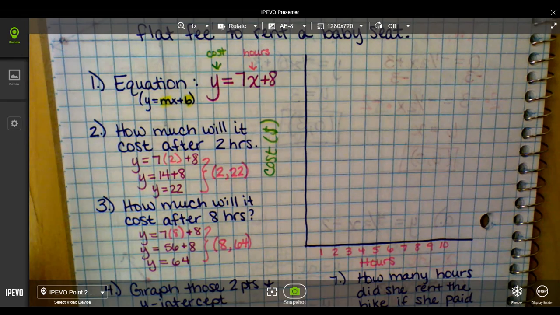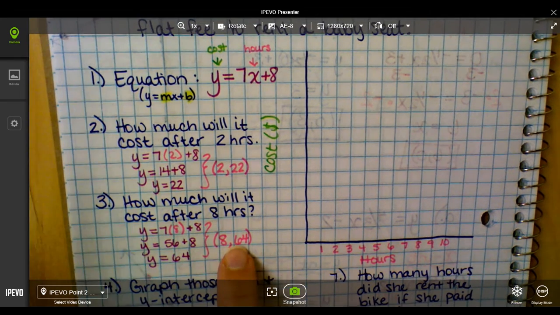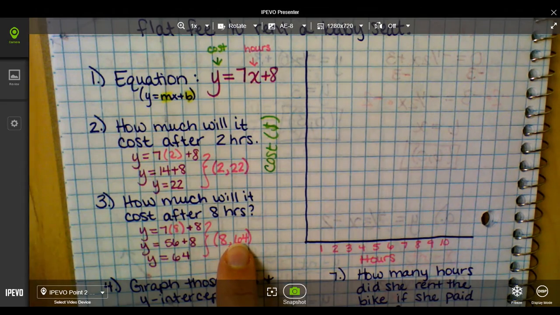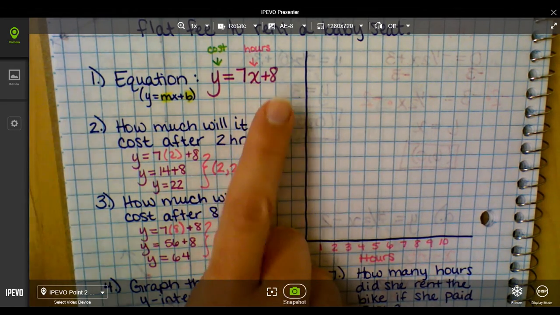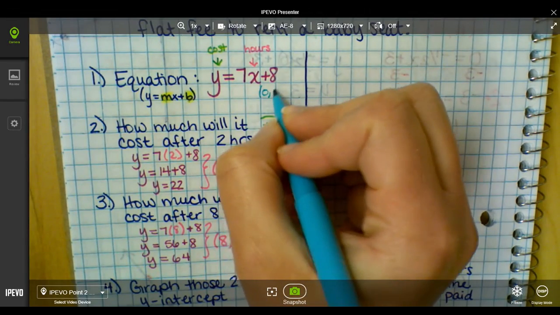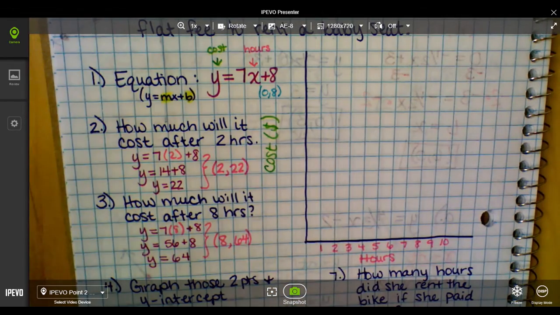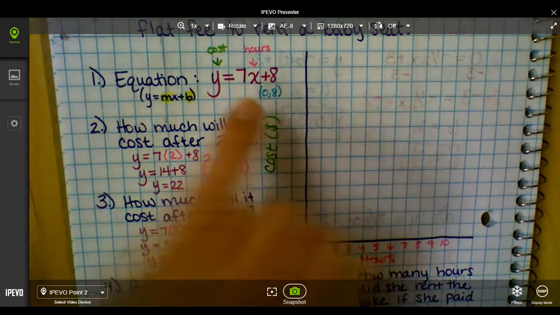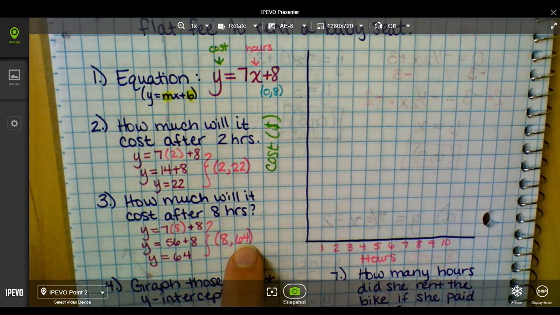And then for cost, after 8 hours, it's 64. This is our maximum cost that we have so far. So we need to go my minimum cost, and again, my y-intercept, hopefully you guys remember that. It's always going to be your b. So my y-intercept is 0, 8. So I have to go from $8 to $64.